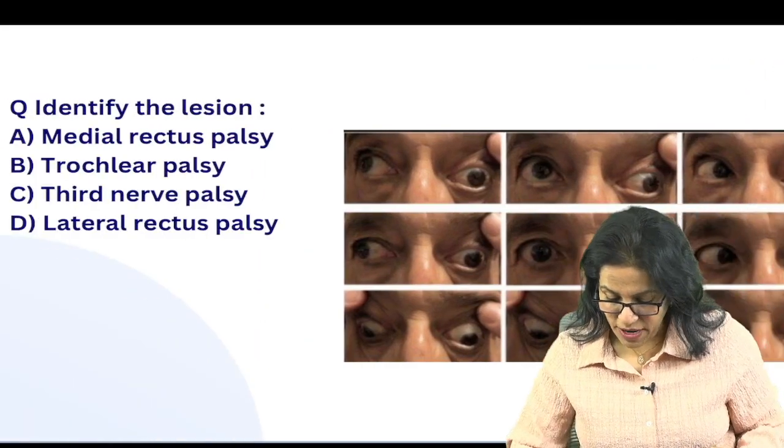If I look at the primary gaze, what do I see here? I see that in the left eye there is ptosis and the position of the eye is down and out. Can you look at this? Down and out with ptosis. Immediately we know it's third nerve palsy.